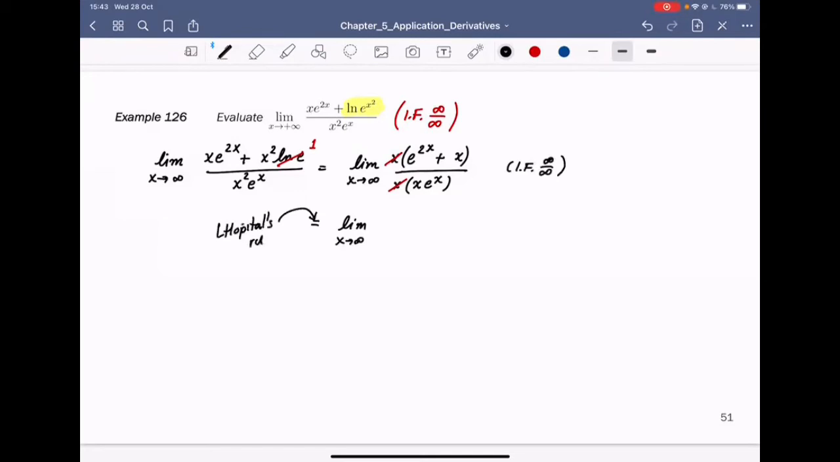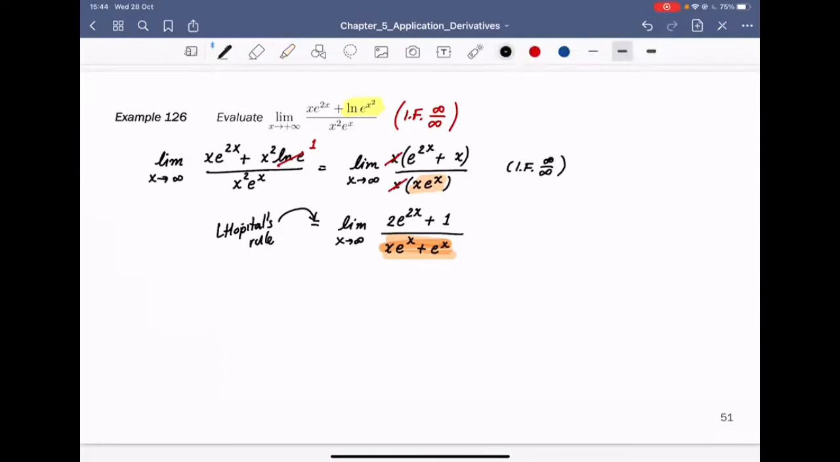Once you apply the L'Hopital rule here, you're going to get, differentiate e to the 2x, 2e to the 2x, plus differentiate x, you get 1. Differentiate x e to the x, well, no way you can do that easily. You have to use the product rule. It's going to be x e to the x plus e to the x. This is by the product rule, right? Just u dv plus v du.